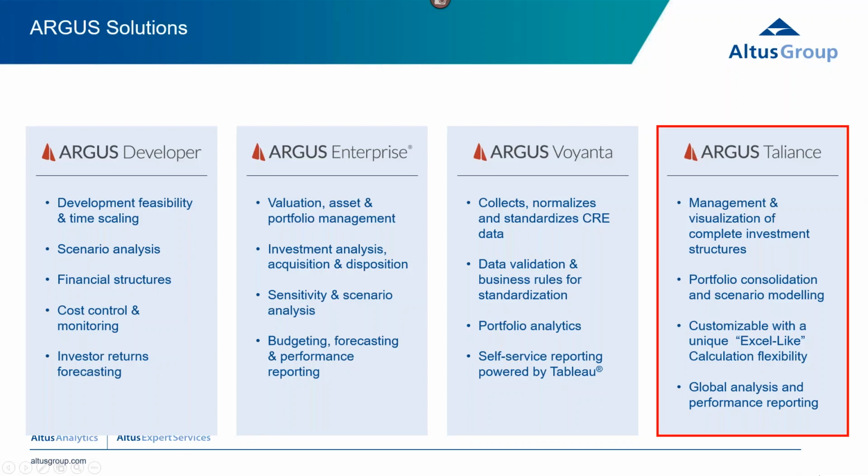ARGUS Taliance fits into the Altus suite of products and is our fund management and visualization tool. It's used for portfolio consolidation and scenario modeling, as well as customizing it with Excel-like functionality, which is something new to the market and has not typically been available to our clients. This tool can be used globally and is going to be used for performance reporting and analysis.